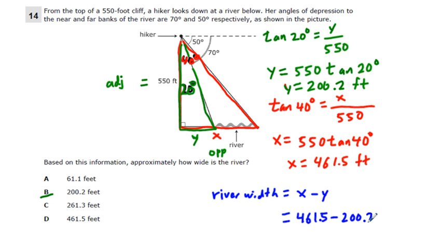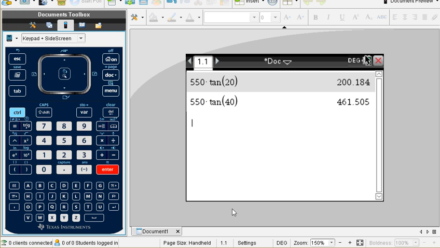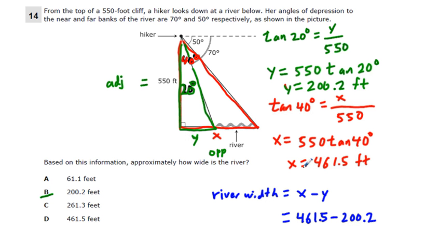It will not be the 461. It'll be the difference between those two, which is going to be about 261.3 feet. So our correct answer choice here is C.